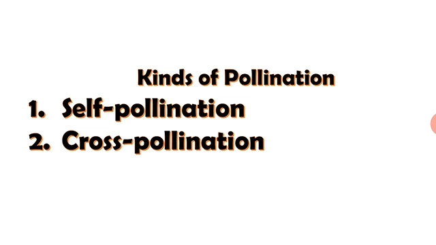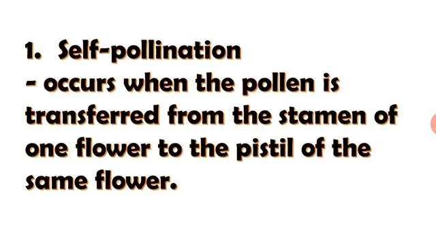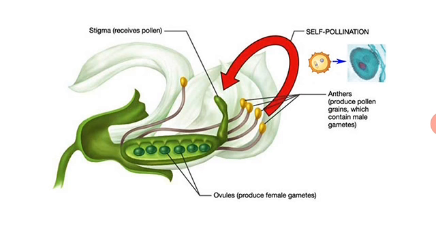So we have two kinds of pollination: self-pollination and cross-pollination. Self-pollination occurs when the pollen is transferred from the stamen of one flower to the pistil of the same flower. So here is the picture. It means that the pollen from this flower will reach its own stigma, and that is what we call self-pollination.